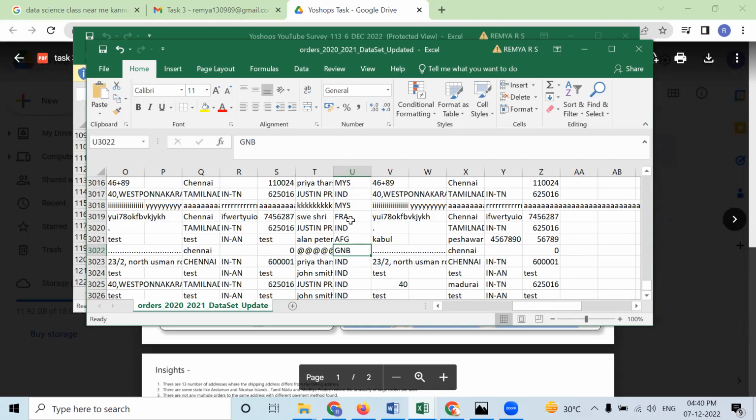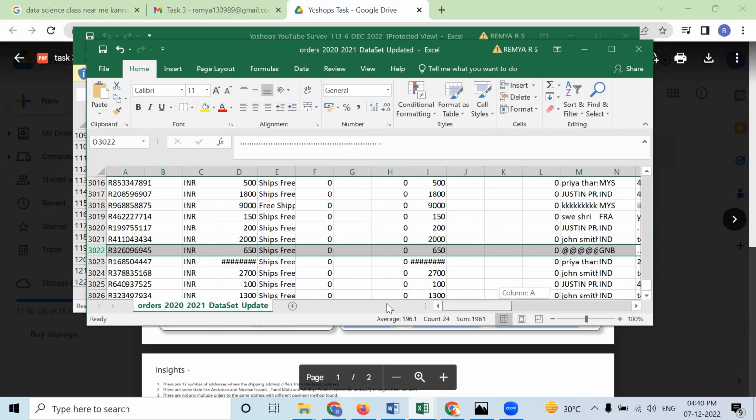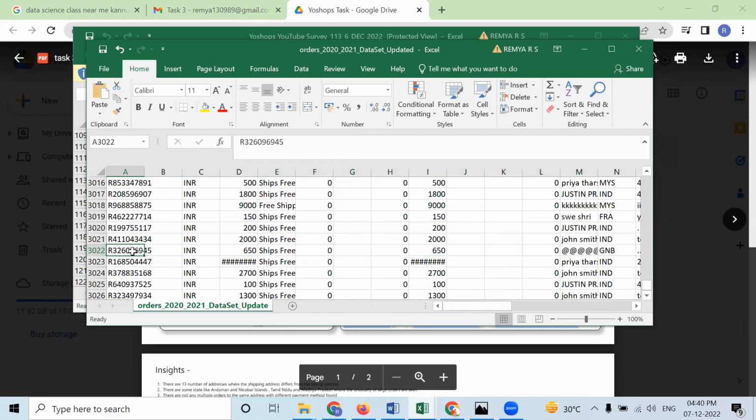So you have to filter out those order IDs. Like, you have to filter out this particular order ID, okay, and you will check it. This order ID you have to check out. And like that, many others.